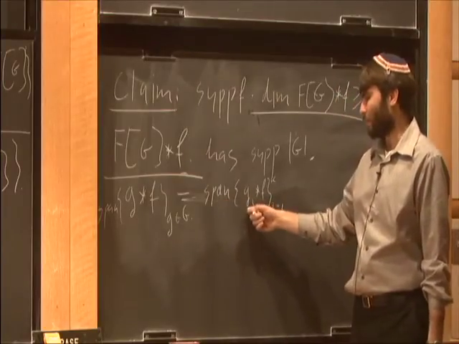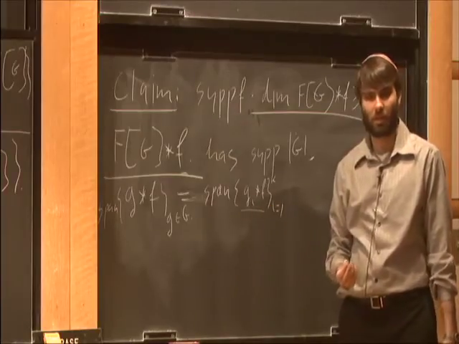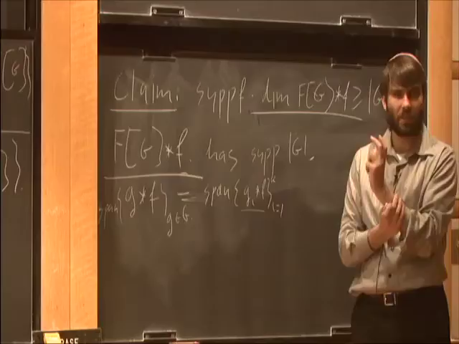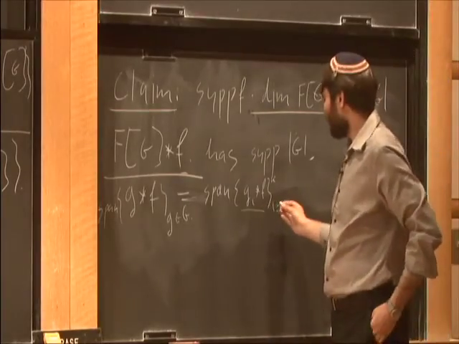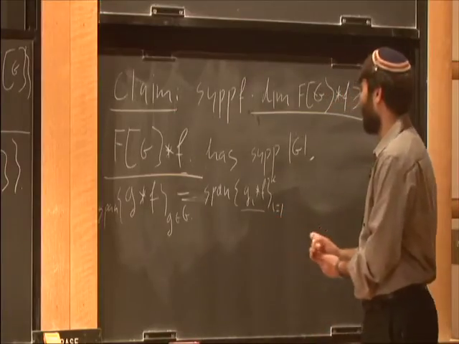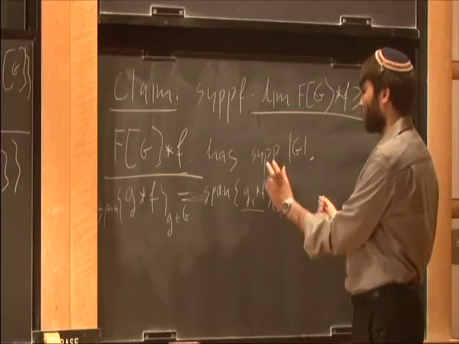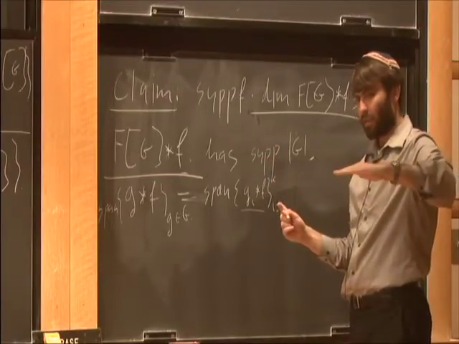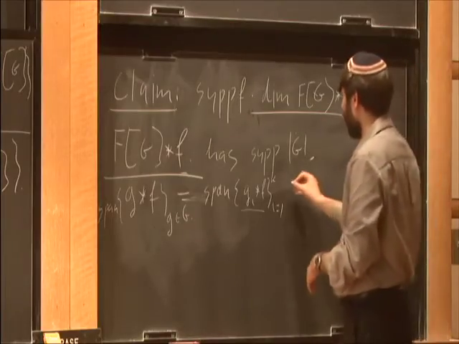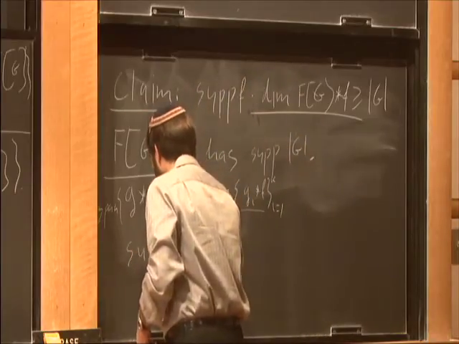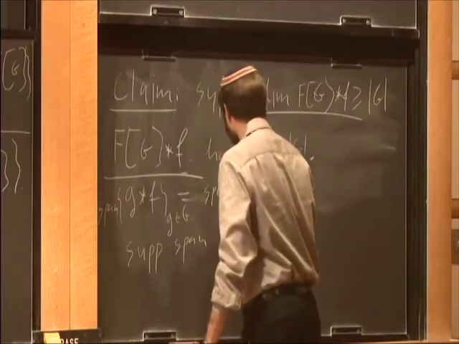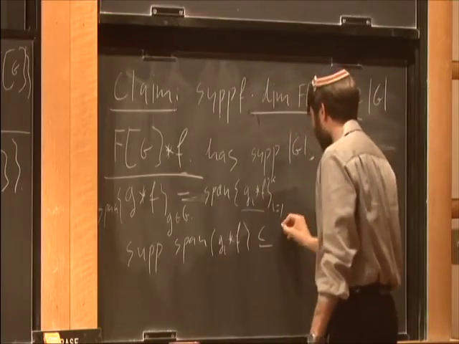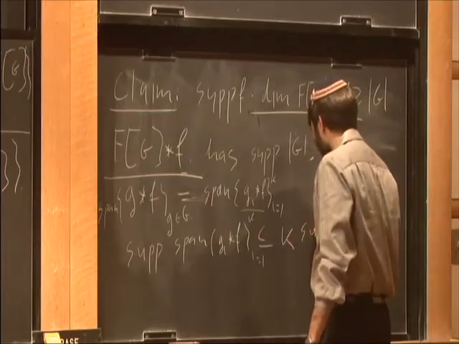Now, what is the support of each of these functions? The support of each of these functions is equal to the support of f. It's just a shift of f by some group element. So what we are going to get here is that we have some vector space which has full support. On the other hand, it's spanned by k basis vectors of support equal to that of f. Therefore, the support of the span of g_i star f is less or equal than the sum over i from 1 to k of the support of f.